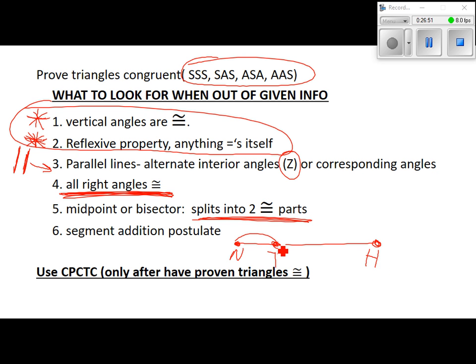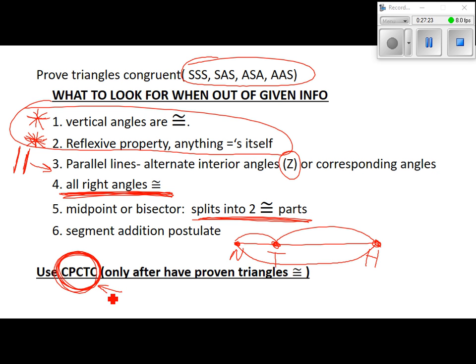Segment NT plus segment TH has to equal what? NH. This part plus this part has to equal the whole thing. CPCTC: corresponding parts of congruent triangles are congruent. When are you going to use that? After you prove a triangle, right? After you've proven the triangles are congruent.